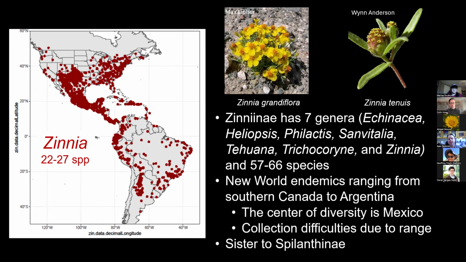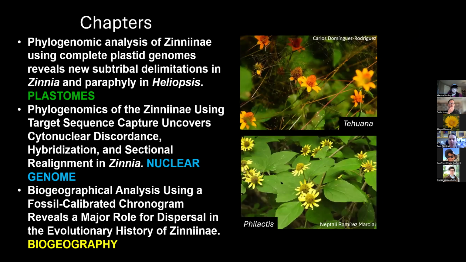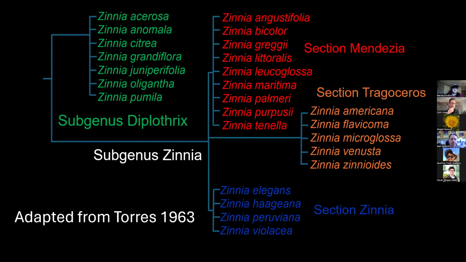I would like to quickly mention that the sister subtribe is the Spilanthinae, and that's been known from prior molecular work. So a good way to summarize my 3 chapters for my PhD thesis: number 1 was plastomes, number 2 was the nuclear genome, and number 3 was biogeography. So we'll just jump right in to get started on those.